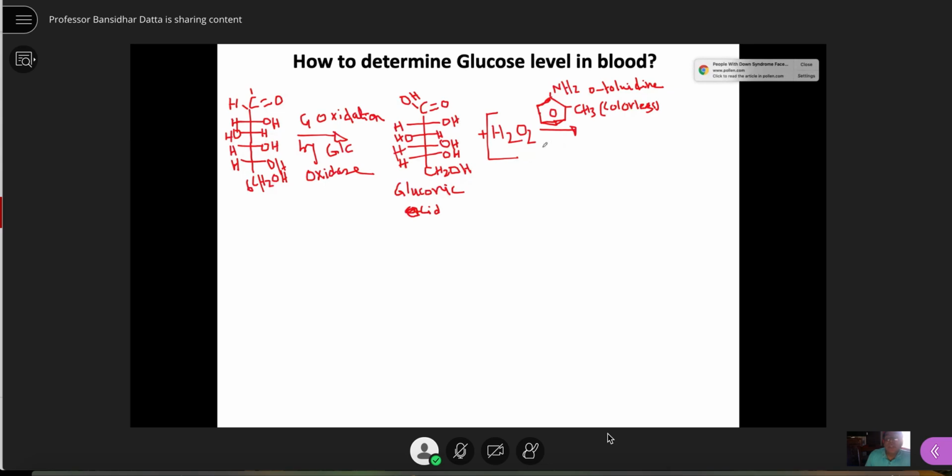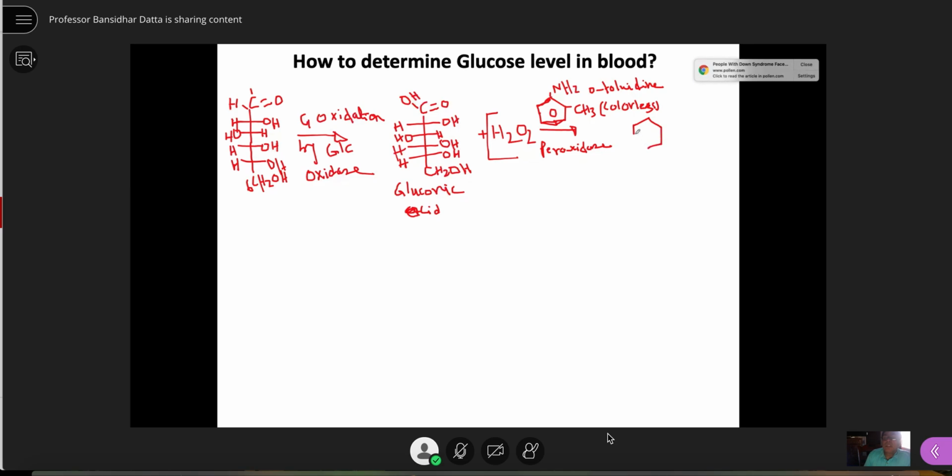We need an enzyme, of course, to perform this reaction. It's called peroxidase. Orthotoluidine and peroxidase will react with the H2O2 and will make a compound that looks like this.